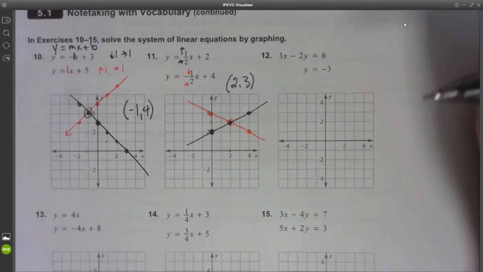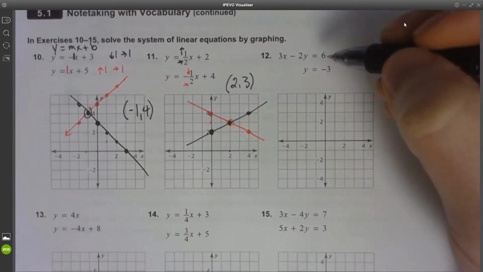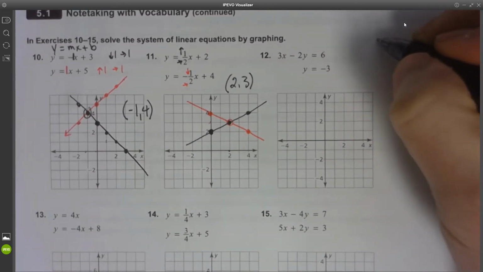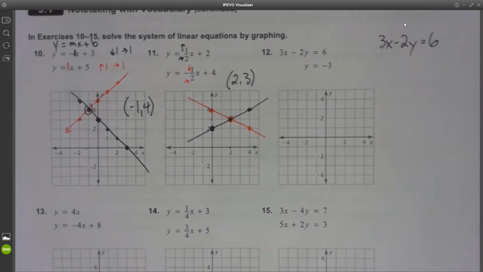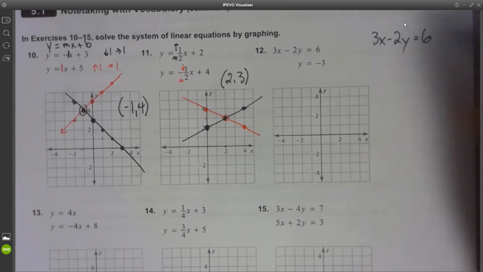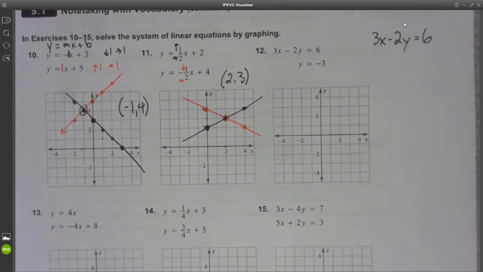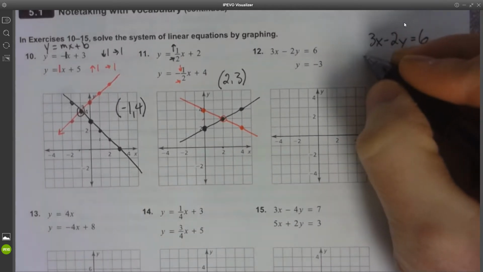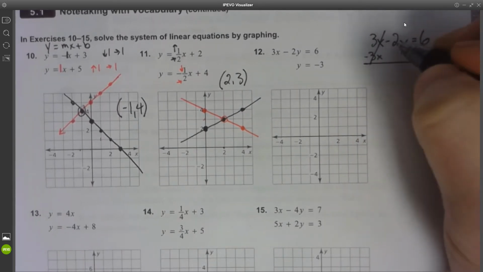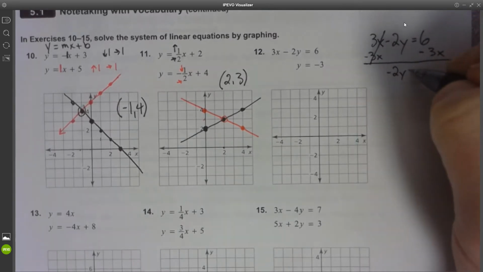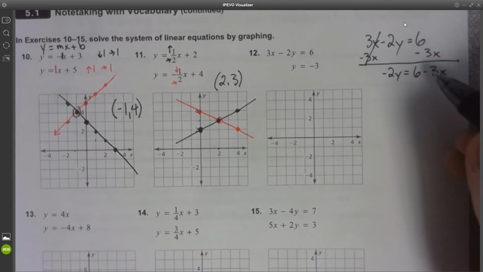You could find x and y intercepts, but when you're not in slope-intercept form, like for this first equation here, it's going to be easiest for you to just do a step or two to solve for slope-intercept form. So we want to get y by itself. Your first step is always add or subtract the x term to move over to the right side. This 3x is positive, so I would subtract 3x on both sides. That would leave me with negative 2y on the left, and then 6 minus 3x on the right side.